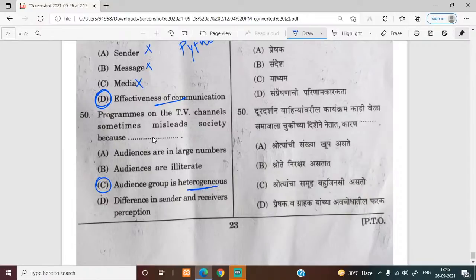Heterogeneous, what does it mean, students? Heterogeneous means that the audience is of different types, means there are rich also, poor also, there are people from different cultural backgrounds, social backgrounds, economic backgrounds, different race. So this is how TV channels mislead a society.